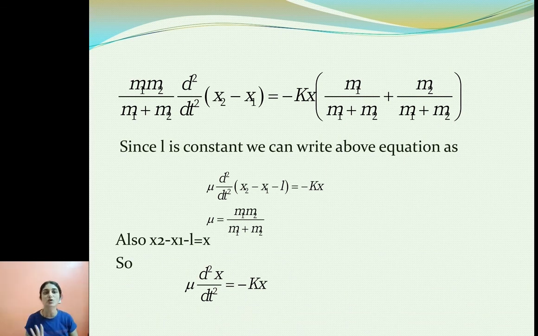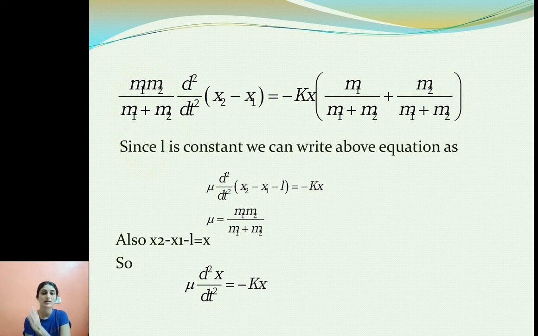So since L is constant, we know that the derivative of a constant is always 0. So I can write d square upon dt square (x2 minus x1) as d square upon dt square (x2 minus x1 minus L), because anyway the derivative of a constant is 0. So I can do that. And we know that M1 M2 upon M1 plus M2 is nothing but mu, which is called the reduced mass of the molecule.